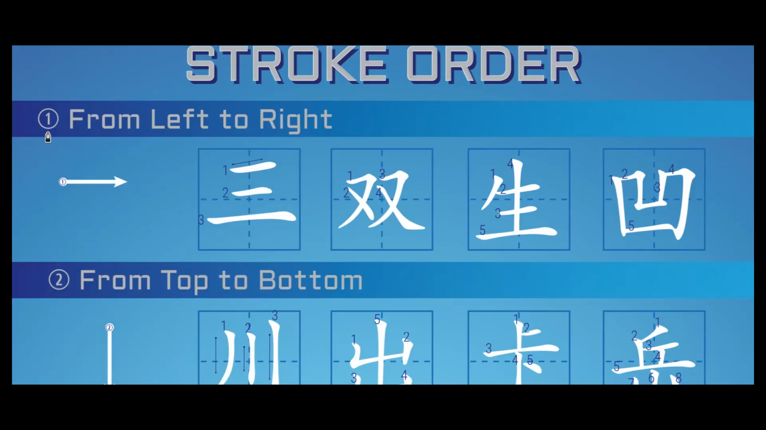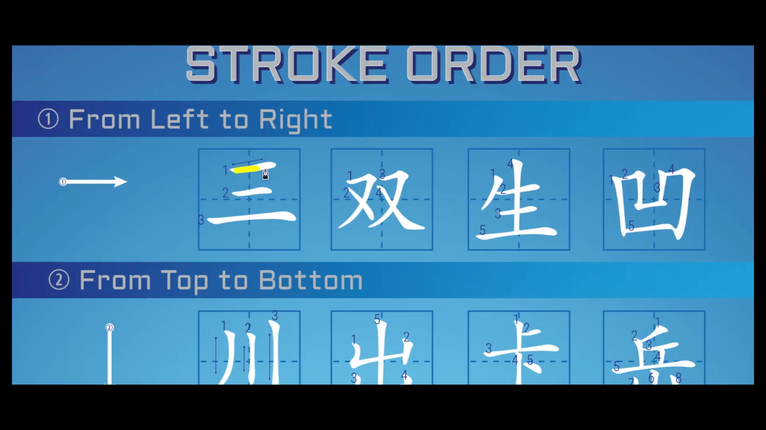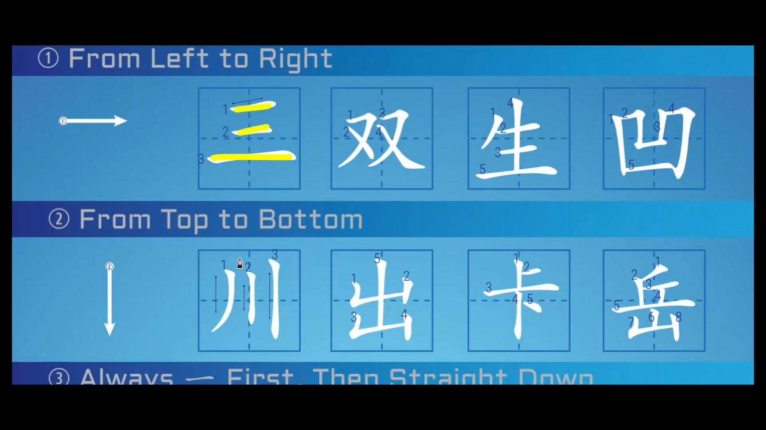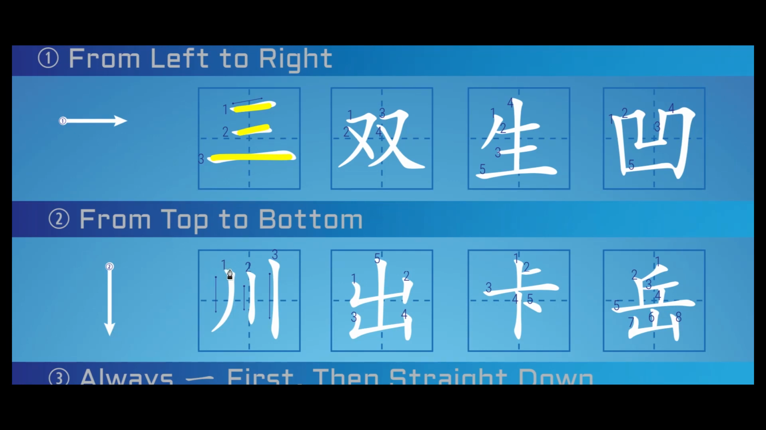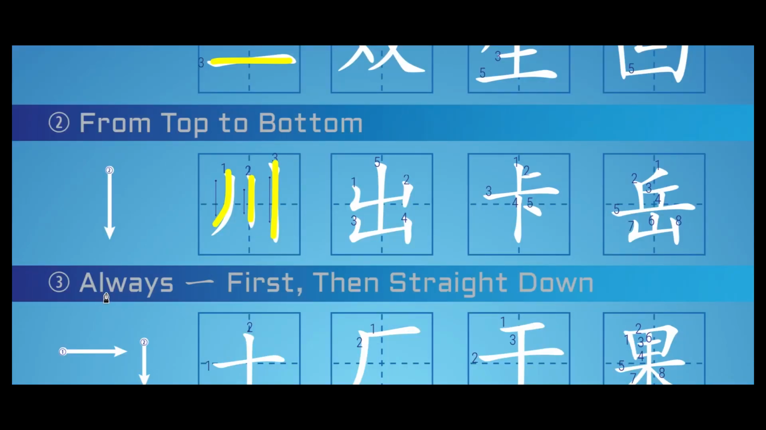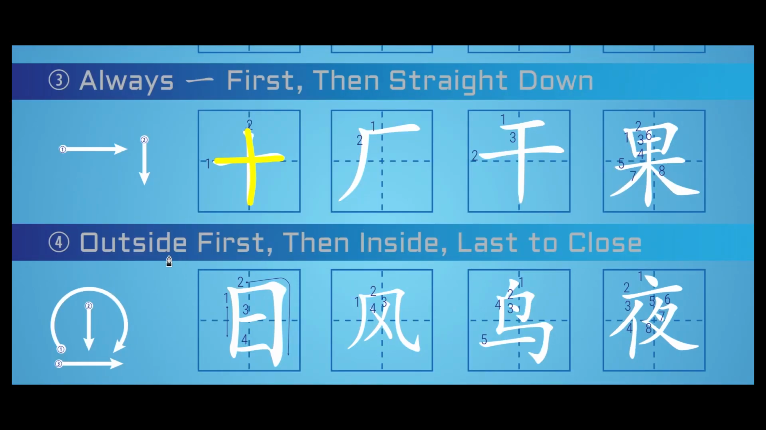Stroke order rule number 1. From left to right. Short, long. Stroke order rule number 2. From top to bottom. Left swing, short straight down, straight down. Stroke order number 3. Always horizontal first, then straight down. Stroke order number 4.